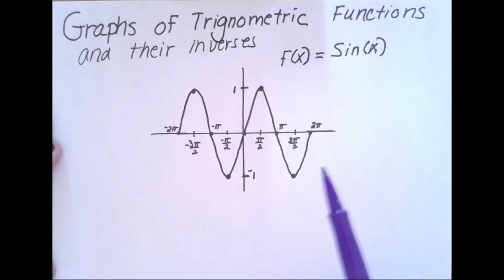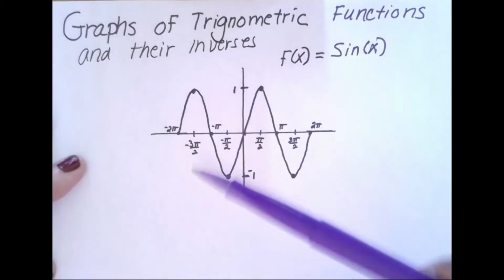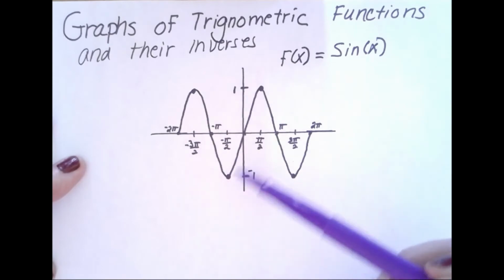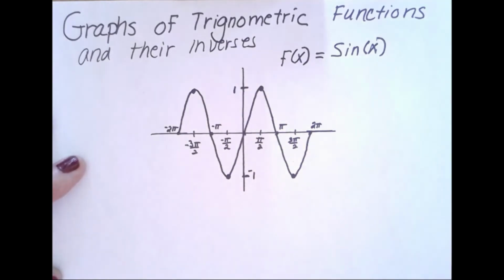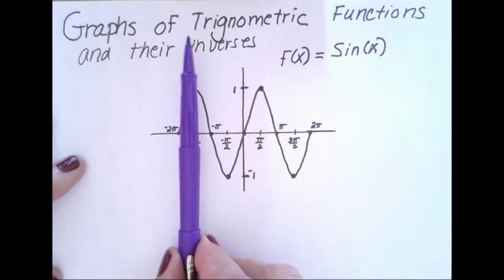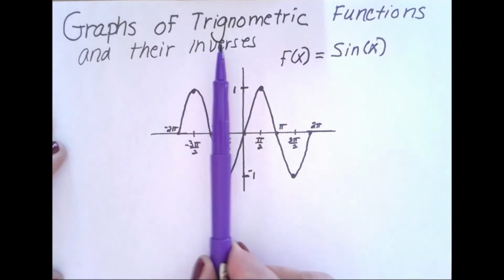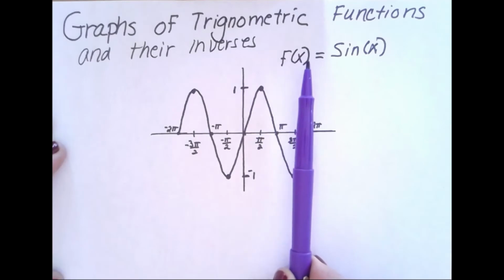Graphs of trigonometric functions and their inverses. Here I have a sketch of f of x is equal to sine x. I can see that it is a function because it passes the vertical line test. In other words, if I took a vertical line and drew it anywhere on this graph, it would only touch the graph in one spot.